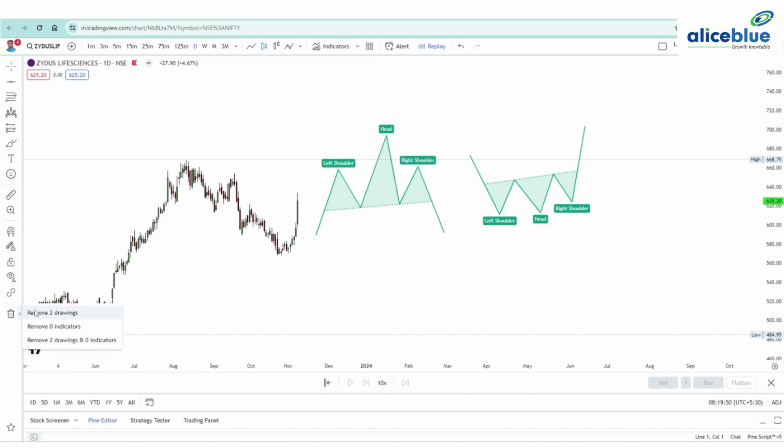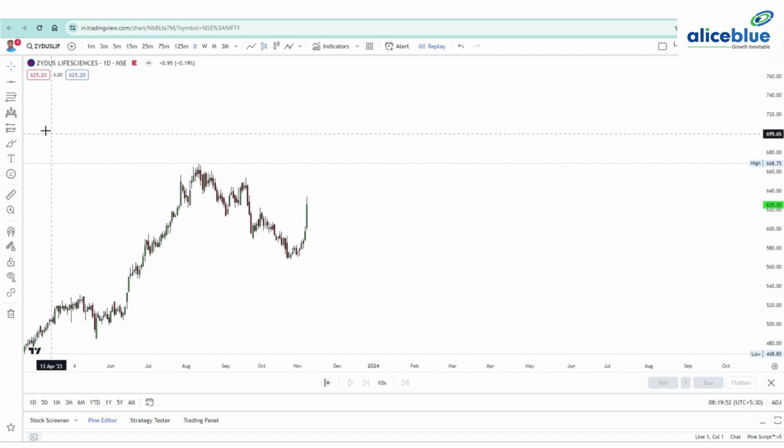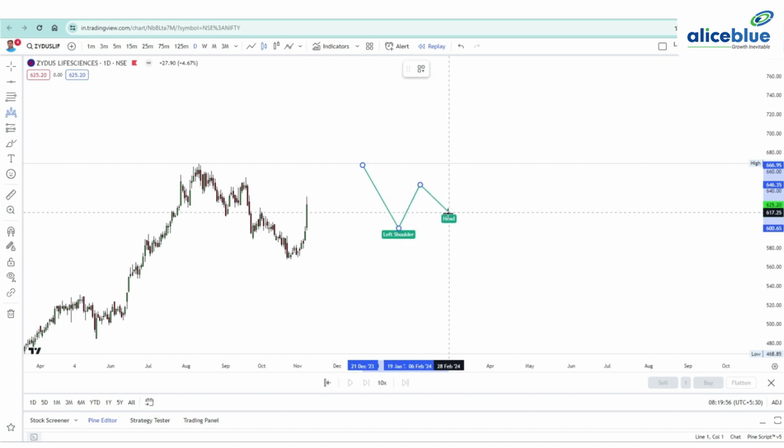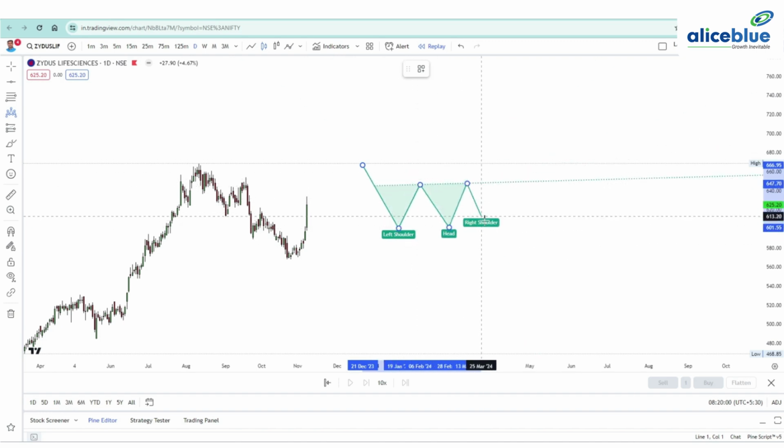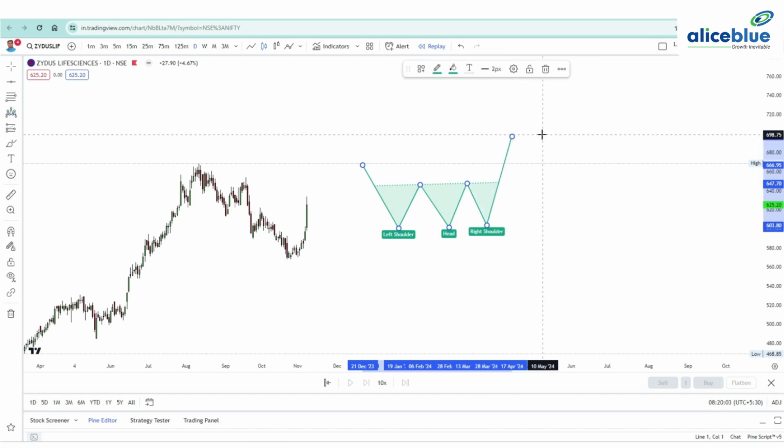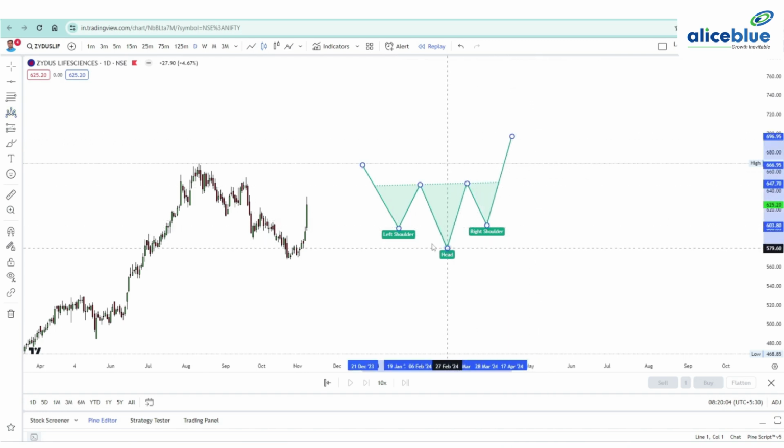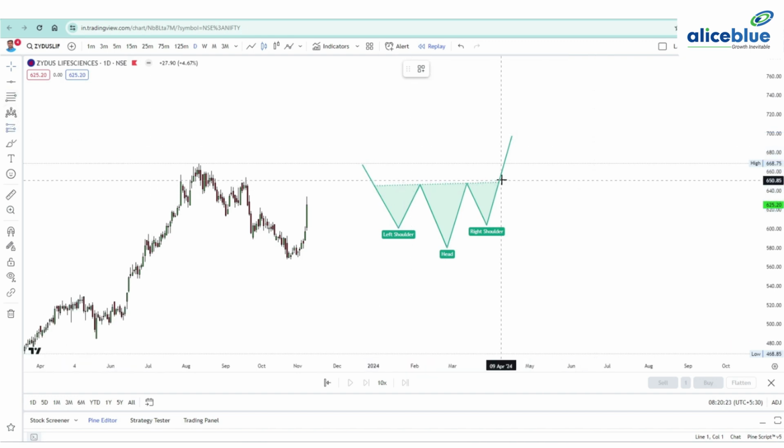Right. So you can see the condition of the inverted head and shoulders pattern: if the neckline is broken out, we can go for a long side opportunity. You can see here there are 3 swing lows and 2 swing highs. The second swing low is the massive low, which is known as the head, the third swing low is the right shoulder, and the first swing low is the left shoulder. The connecting line between the 2 swing highs is known as the neckline. If the neckline is taken out, we can go for a long side opportunity.